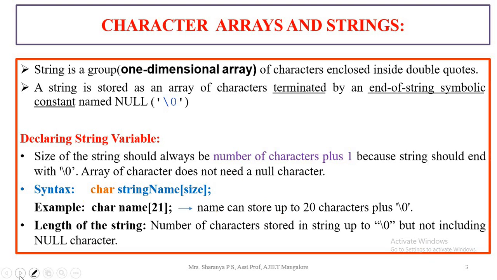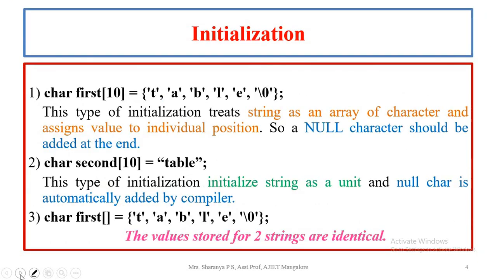This is how we can declare a string. First we have to mention the data type. For strings, the data type will always be char. Then we specify the string name. After that, we mention the size that we need to allocate for that string.